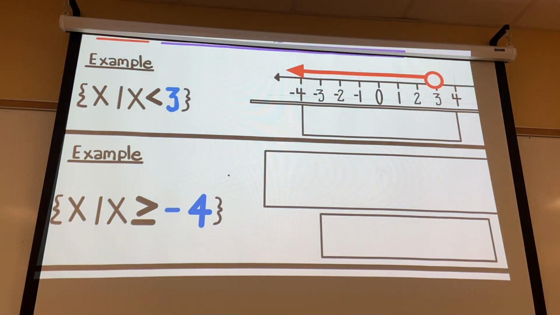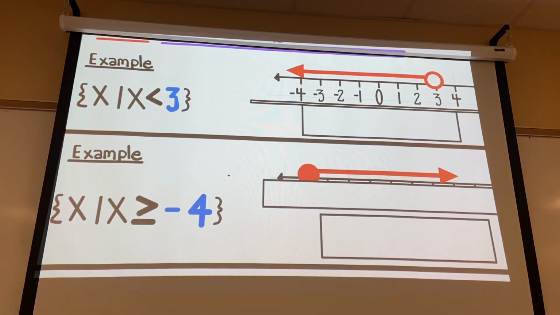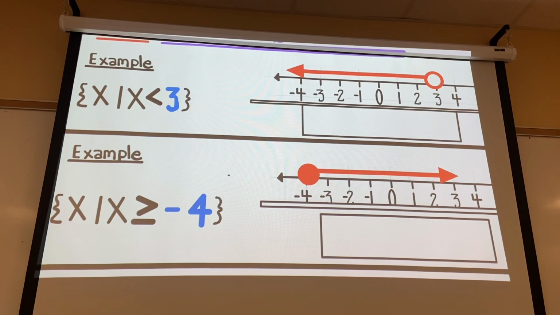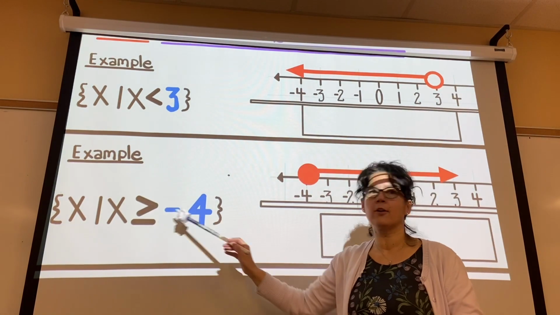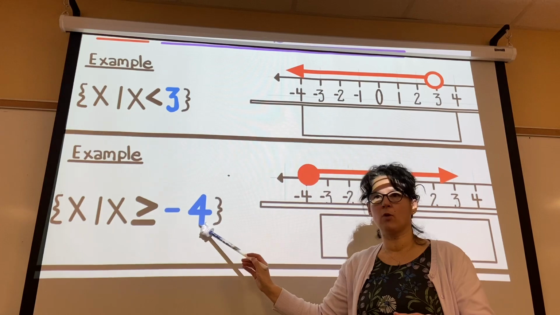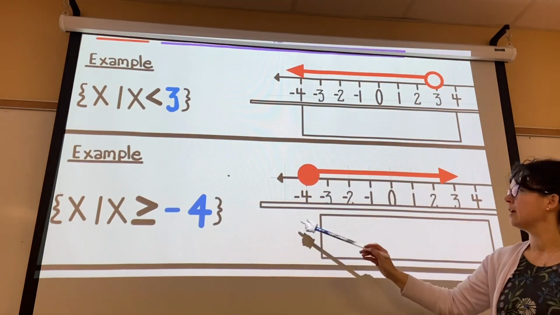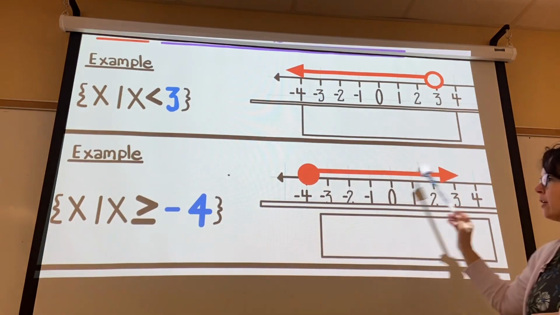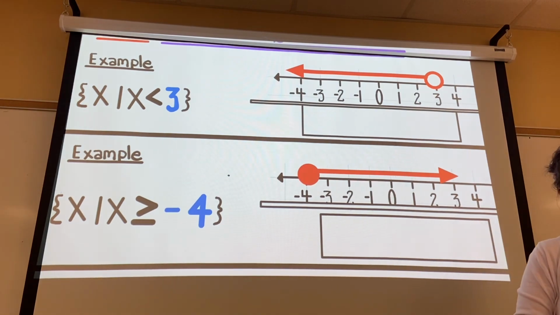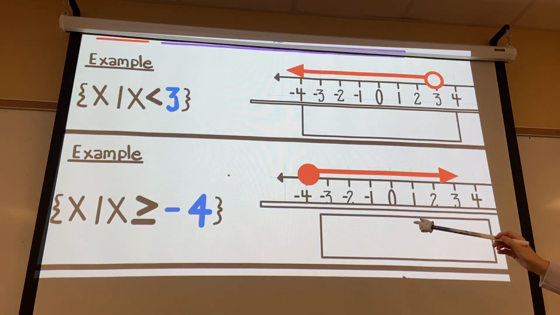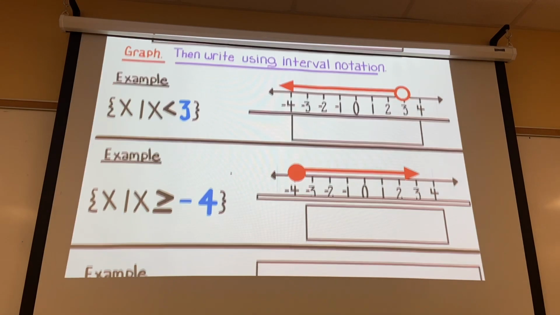So we're going to have a solid dot at -4, and then we're going to go to the right. And so -4 is greater than or equal to -4, so solid dot, we're including it. And then every single number over here is also bigger than -4. Now we're going to come back in just a second and do the interval notation, but we're just going to get these graphs on first, so we have one more.